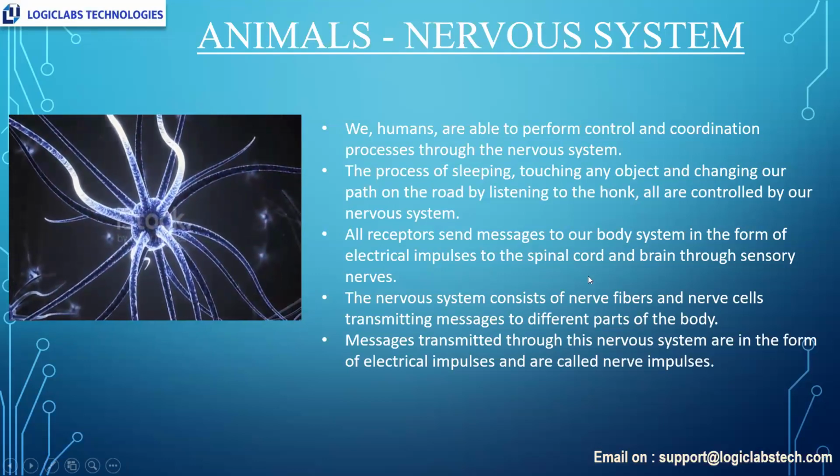The nervous system mainly consists of nerve fibers and nerve cells. The nerve cells also have a major role in transmitting messages from the brain to different parts of the body, and from the different parts of the body to the brain. So the messages are transmitted through nerve impulses. There are many nerves present in our body, as explained earlier.